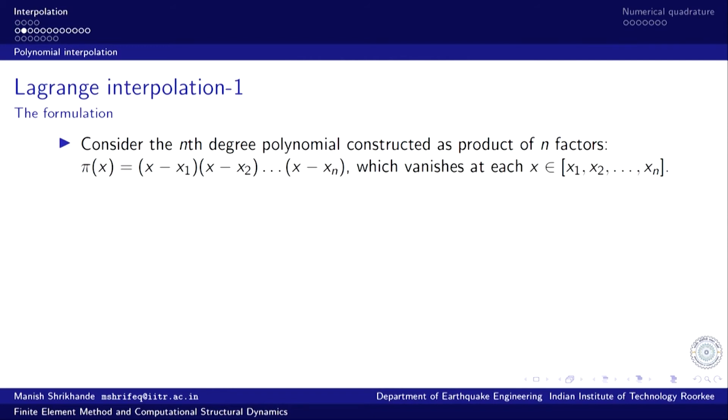is constructed as a product of n number of linear terms. So, here you see pi of x, an nth degree approximation, is constructed as a product of n number of terms, that is x minus x 1 multiplied by x minus x 2 and so on up to x minus x n. You can see that this product vanishes at each of these points. If x is equal to x 1, pi of x will vanish. If x is equal to x 2, pi of x will vanish, and so on.